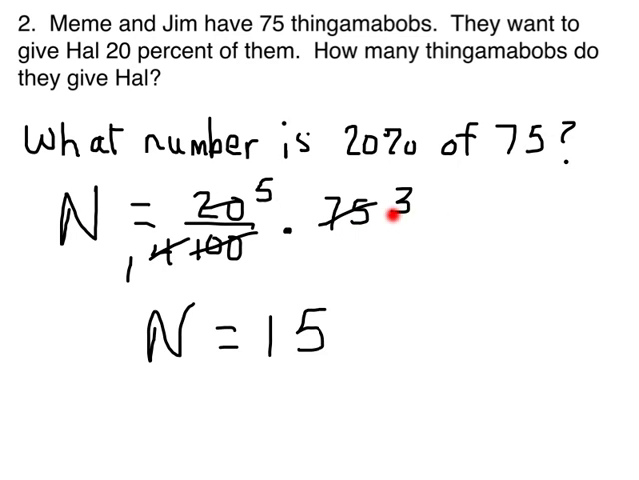Alright, so I set that up, and now I've done some cross canceling. I know that with 75 and 100, 25 will go into each of them. It will go into 75 3 times and into 100 4 times. And then I've got 20 over 4, which equals 5. So I can cross out that 4. So 5 times this 3 is 15. So if they have 75 and they want to give Hal 20%, then they're going to give him 15.